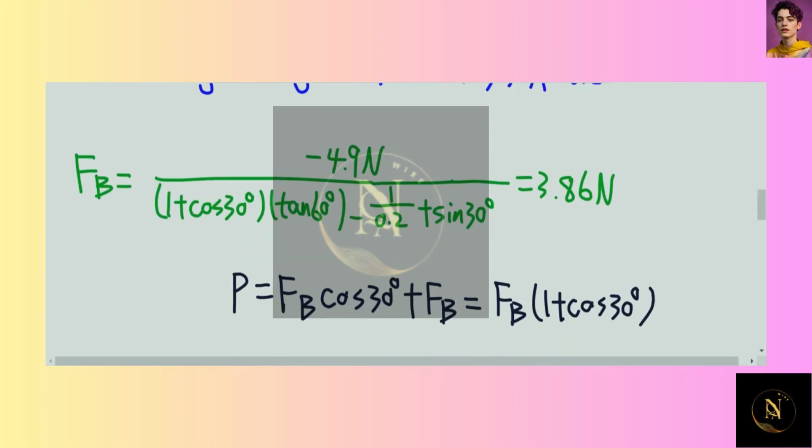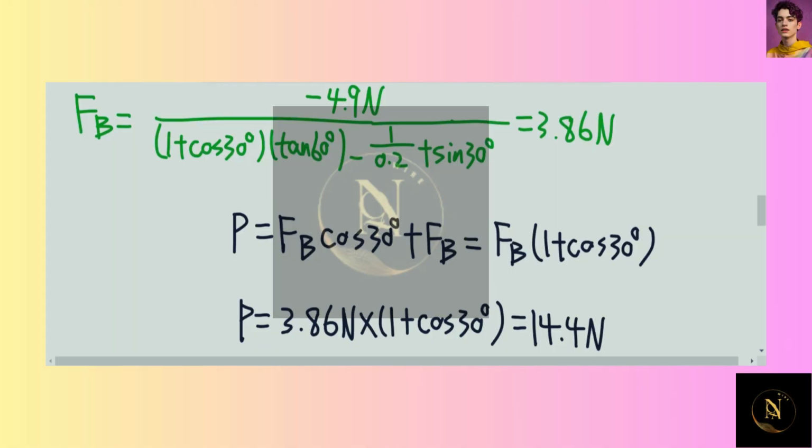Now remember, P is equal to Fb cosine 30 degree plus Fb, which is equal to Fb times 1 plus cosine 30 degree. Therefore, we have P equal to 3.86 Newton times 1 plus cosine 30 degree, which is equal to 14.4 Newton.